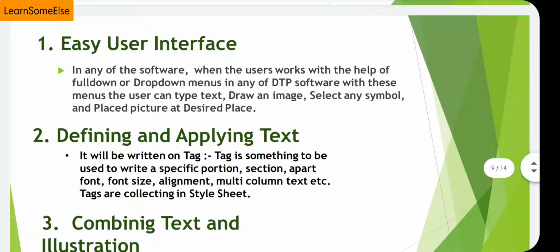First one is easy user interface. In many of the software, the user works with the help of pull down or drop down menus in any of the DTP software. With these menus the user can type text, draw an image, select any symbol and place picture at desired place. And second one is define and applying text. It will be written on tag. Tag is something to be used to write a specific portion and section apart, font size, alignment, multi-column text, etc. Tags are collected in style sheet.